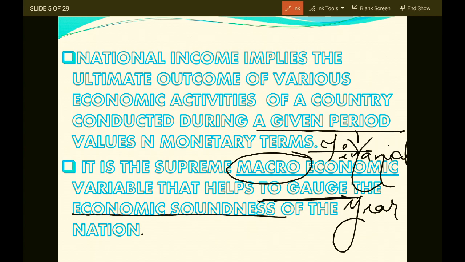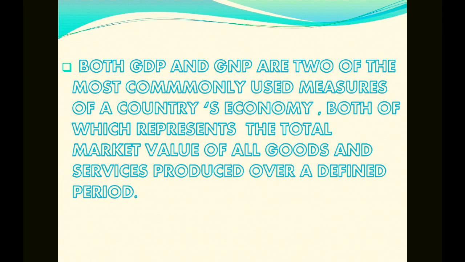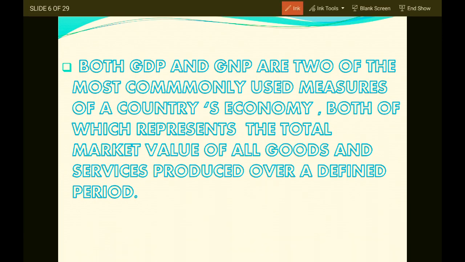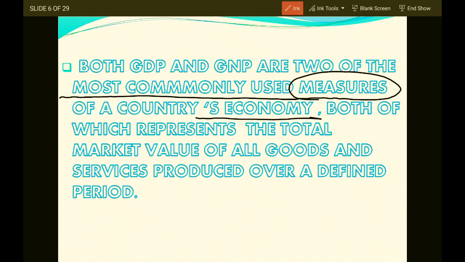What is the condition of GDP, GNP, per capita income? We can identify how the country is economically functioning. What is the condition of production of goods and services? What is the condition of balance of payment? What is the condition of import and export? Both GDP and GNP are the two most commonly used measures of a country's economy, of how the economy of that particular country is functioning.